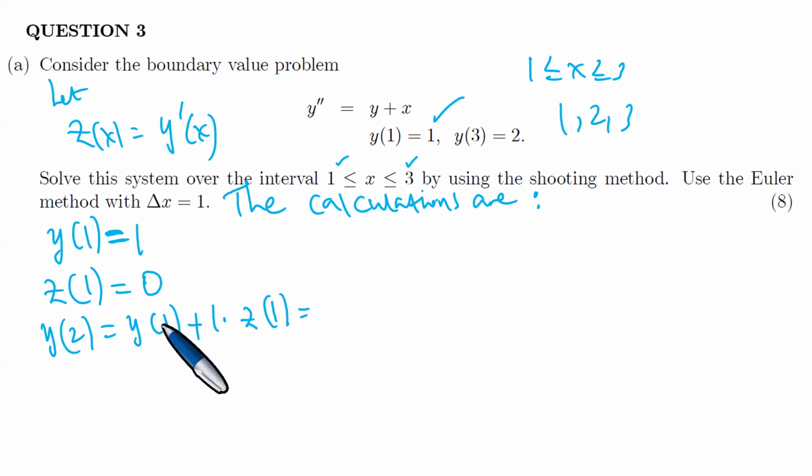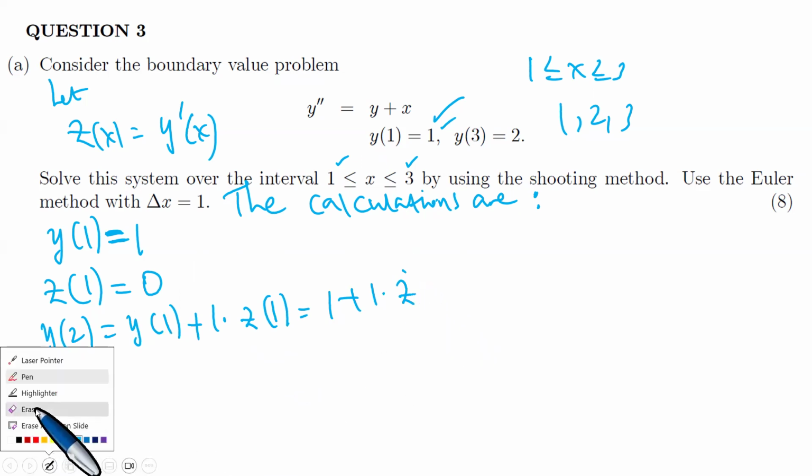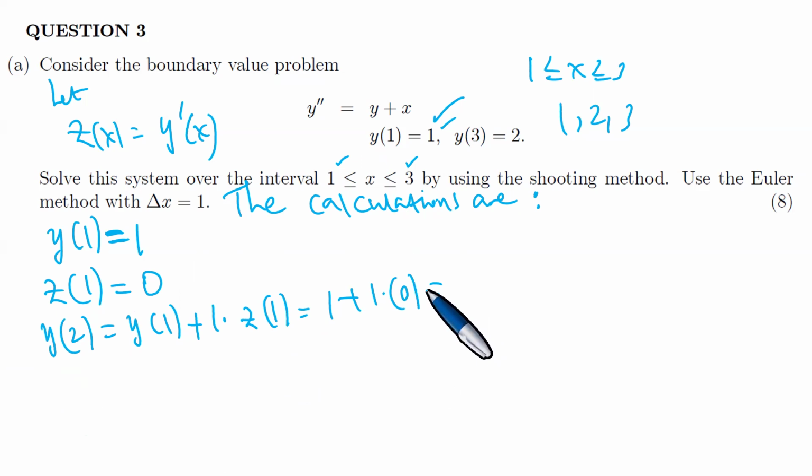Now, if you do y2, then in essence what this becomes is y2 minus y1, or you can say y2 equals y1, which is equal to the slope times z at 1. What is y at 1? Y at 1 becomes exactly a 1, plus 1 times... what is z at 1? We said z at 1 is 0 because it's the initial guess. So you can put exactly a 0 there. I'm sure you will get a sense of what we're doing here. And now this is exactly the same as 1 plus 0, which is exactly a 1.